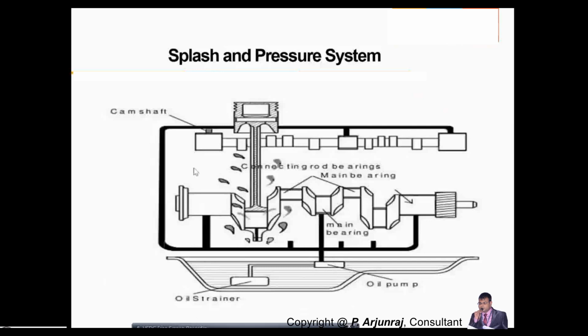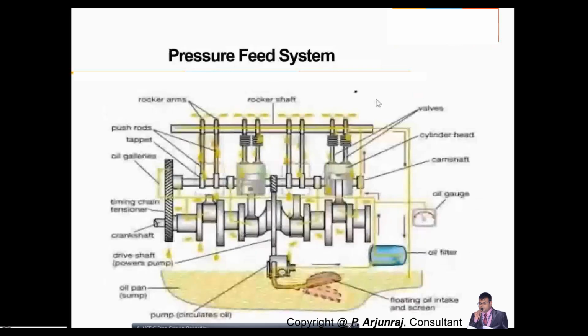So here you're going to use a splash and pressure system for the main bearing, connecting rod bearings, camshaft. All this region you're going to go for the splash and pressure lubrication system. And again, here it's only the pressure alone. So this pressure is being applied.